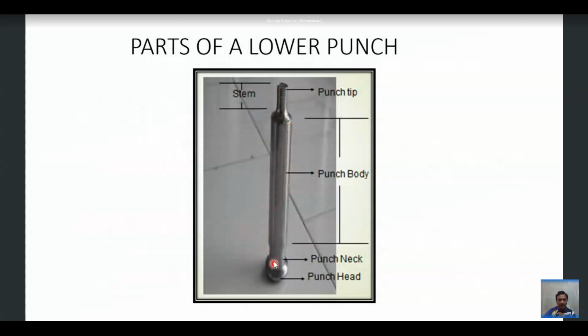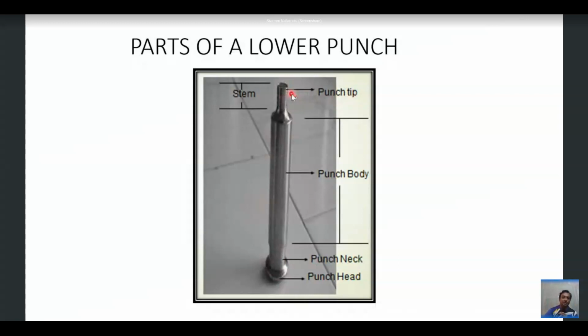And here this is called the punch neck, and below that you have the punch head. So on the whole, you can say that any punch possesses a punch head, a punch neck, punch body, and punch stem. And at the tip you have a punch tip.